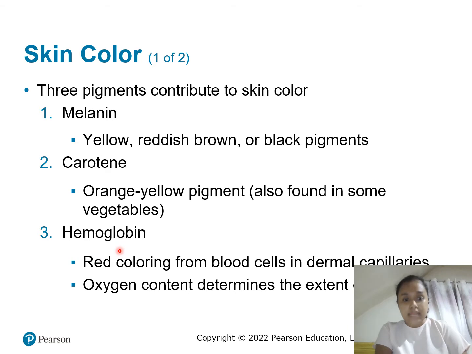Next is hemoglobin. Hemoglobin is the red coloring in your red blood cells because it's red blood. It's because of your hemoglobin. Now, this is where the word anemia comes in. Are you anemic? You're anemic because you're pale.